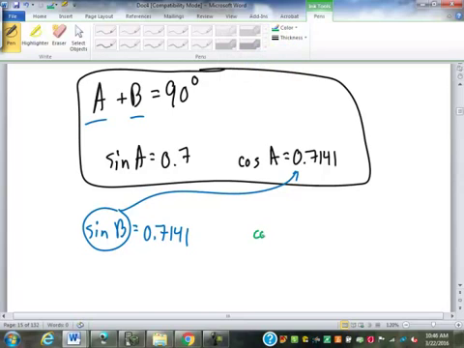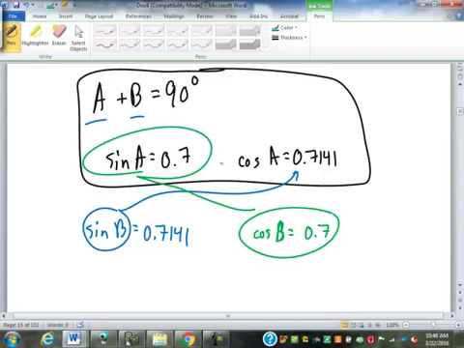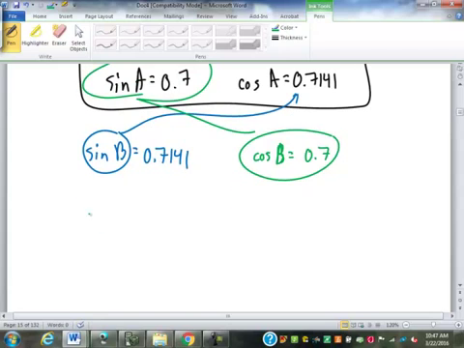Now this is going to be a stumper. What's the cosine of B going to be? 0.7. So the cosine of B has to be 0.7. Has to equal the sine of A. So now here comes the stumper. What's the tangent of B going to be? Tangent of B is sine of B over cosine of B.